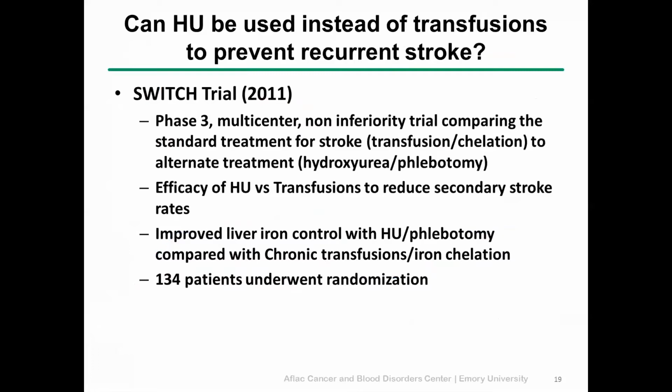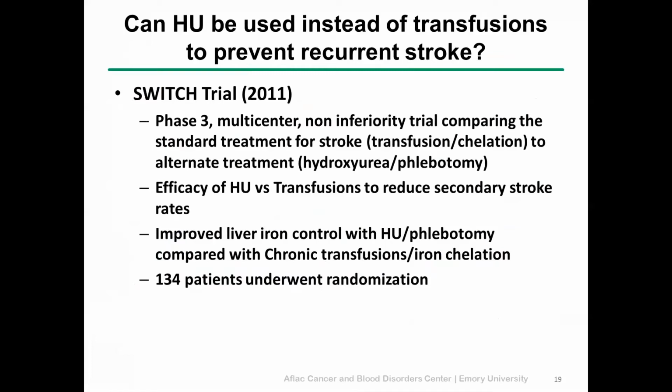The next thing that I wanted to review was the question of, could hydroxyurea be used instead of transfusions to prevent recurrent stroke? So this is a subset of children who unfortunately have had a stroke caused by sickle cell disease during childhood. And we know that once a child has had a first stroke, they're at very high risk to have a second stroke.